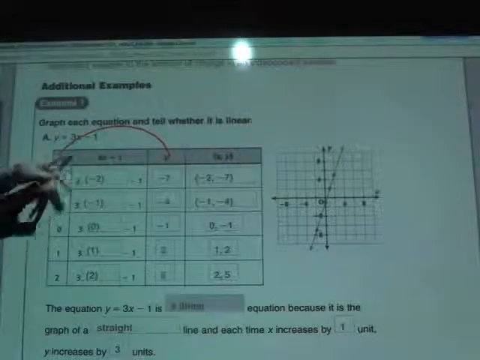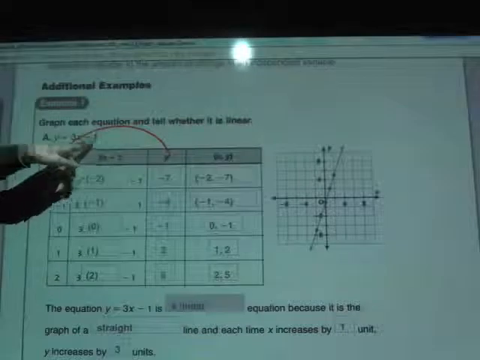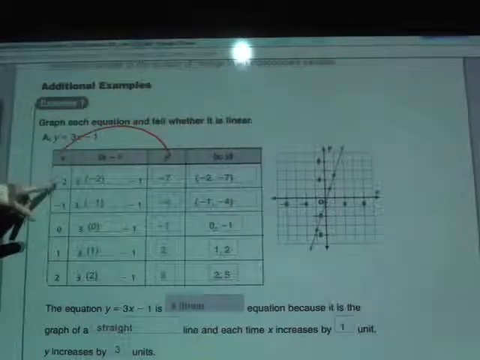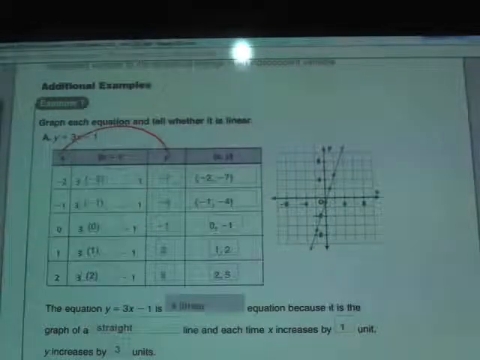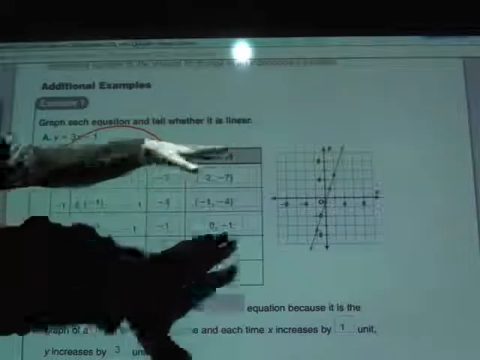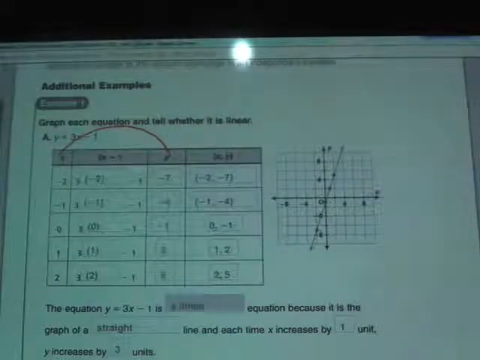But we go back here. 3 times -1 is -3 minus 1 is -4. 3 times -2 is -6 minus 1 is -7. All right, so now it's all about combining the x's and the y's and then graphing those points on the coordinate grid. So the first one we've got there is -2, -7.